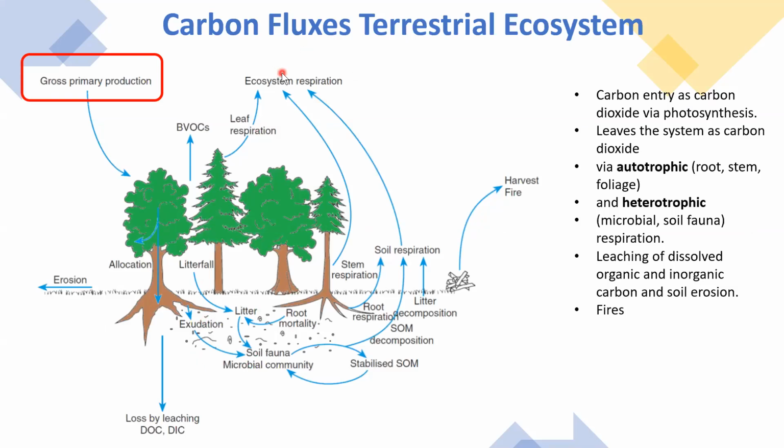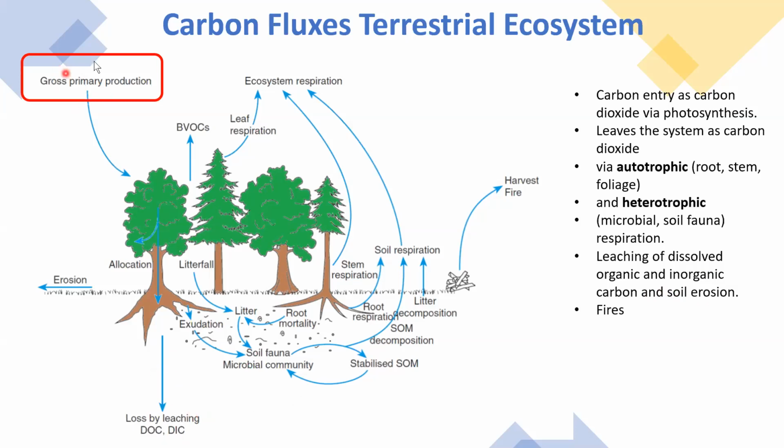Looking at the fluxes, the main entry is carbon dioxide via photosynthesis. This photosynthesis is mainly in the forest areas, because they have large trees and they use a lot of carbon dioxide for photosynthesis. It leaves the system as carbon dioxide via autotrophic root, stem, and foliage respiration, and heterotrophic microbial and soil fauna respiration. There is also leaching of dissolved organic and inorganic carbon. So leaching can also occur.